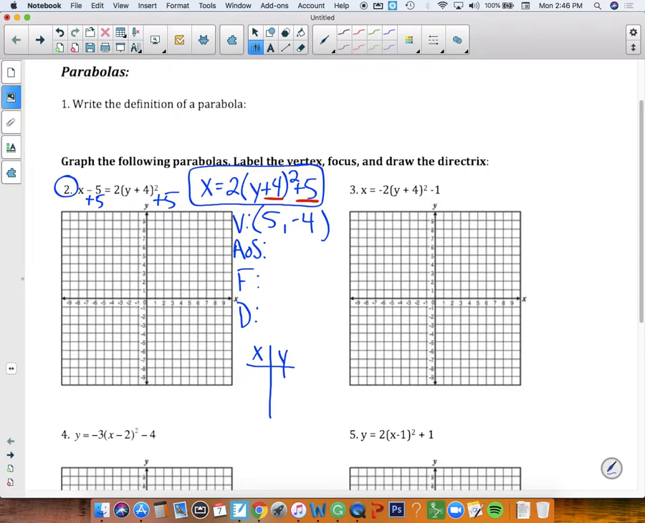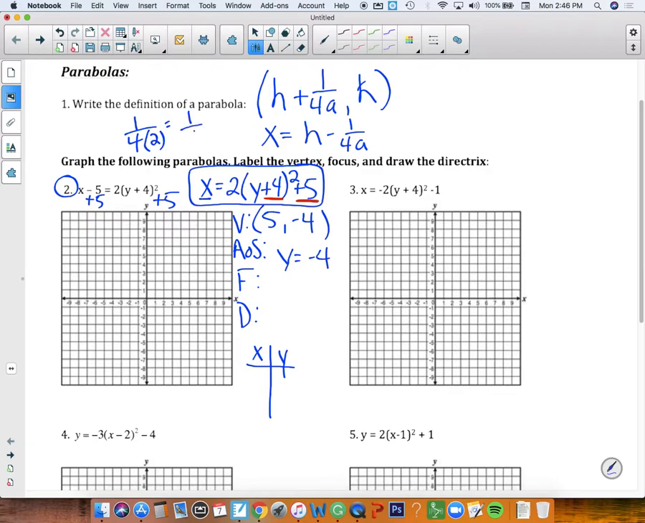Since it's x equals, you're going to go with the y value for your axis of symmetry. So it's y equals negative 4. Then we can use our equations for the focus and directrix. Since this is an x equals, your focus is going to be adding to the x. That's the equation for the focus, and this is the equation for the directrix. We found the 1 over 4a in class, added it for the focus, and subtracted it for the directrix. So my 1 over 4a is 1 over 4 times 2, which is 1/8.